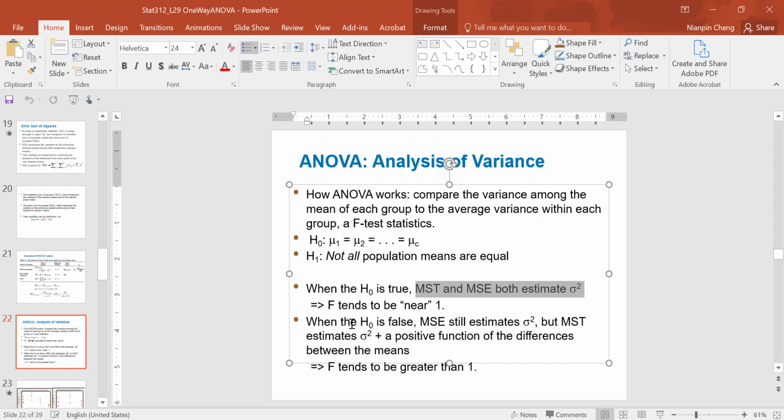variance. If H0 is false, mean squared error still estimates the overall variance when you put all the data together. But mean squared treatment is the overall variance plus a positive function of the difference between the means. So the F ratio will be greater than 1.